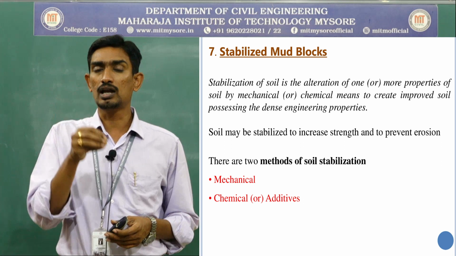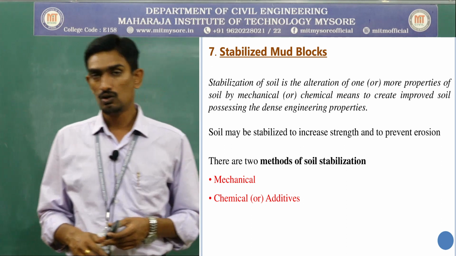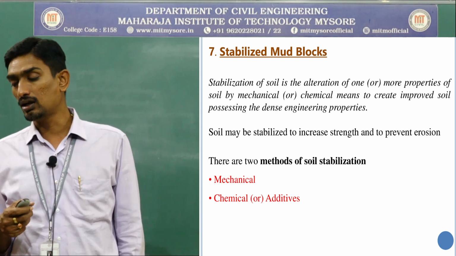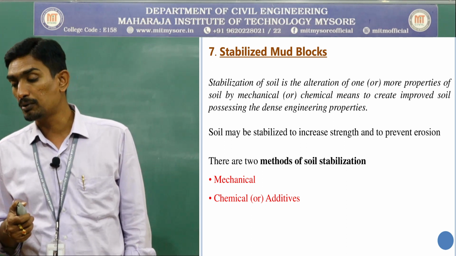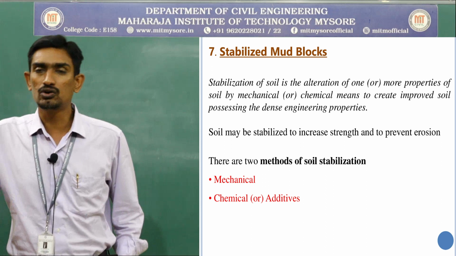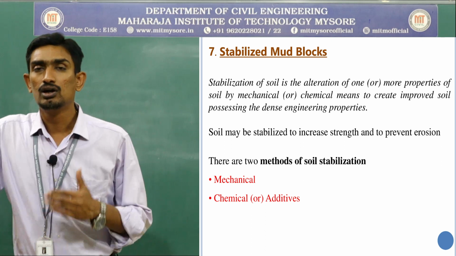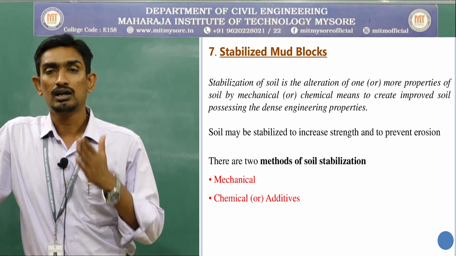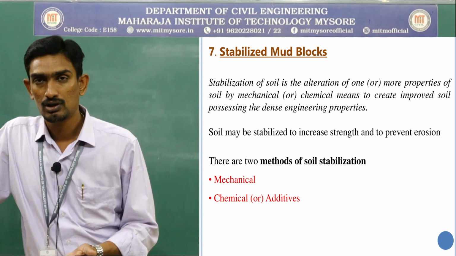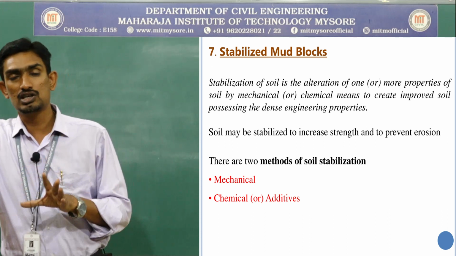Impermeable means no water can penetrate inside. If water penetrates inside, automatically the block will be damaged. So all these properties we can achieve. That is the definition: mechanical or chemical means to create improved soil possessing better engineering properties. That means in order to get good engineering properties in the blocks, we do the process of stabilization by chemical or mechanical way, that is compacting or adding additives. This is the mechanism I am going to use to get the stabilization process.